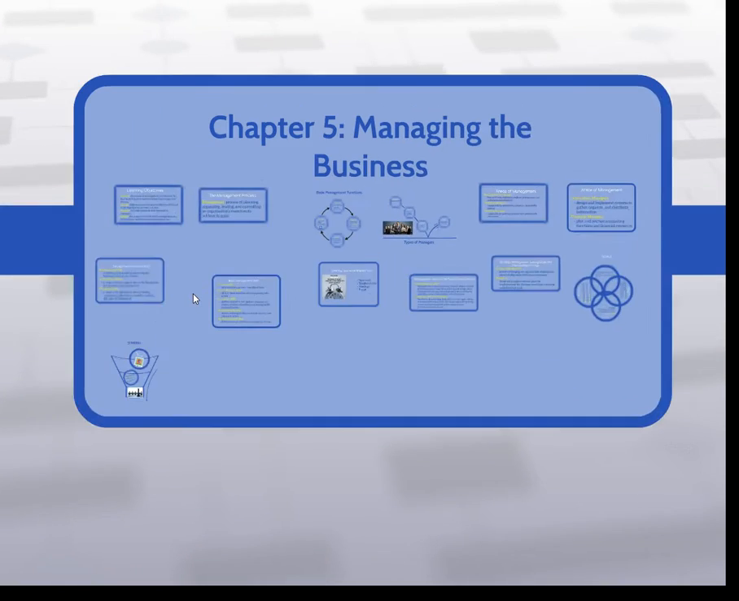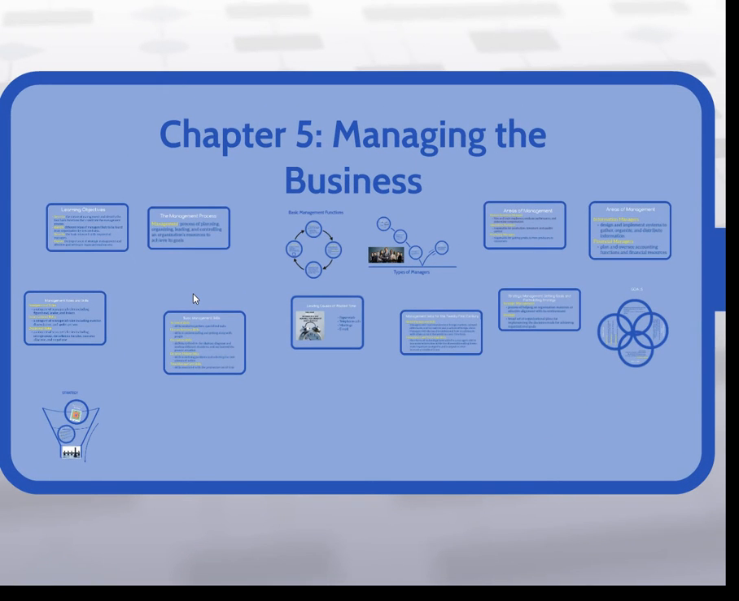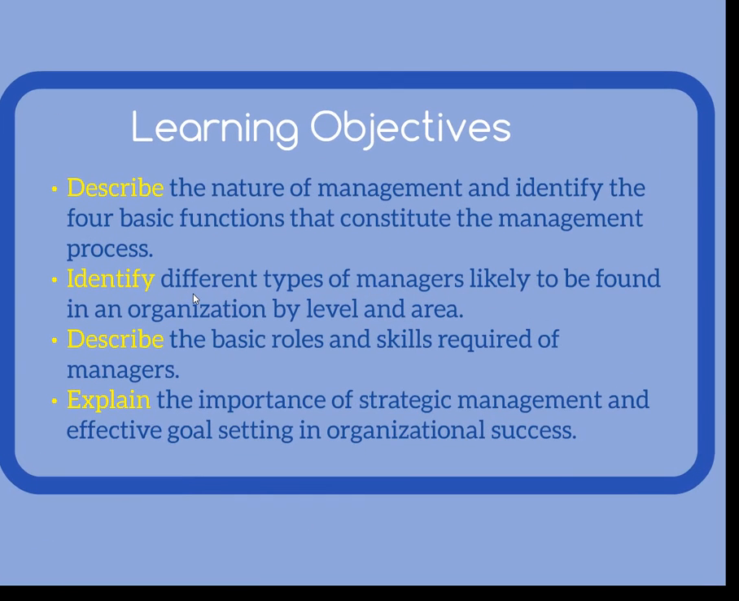So, chapter 5, we're starting to get into our concentration. So, we're going to start with management, go to supply chain, and come back to management with some more information. So, chapter 5 is our first introduction to it. This chapter goes over the nature of management, the 4 basic functions, depending on who you talk to. They may add a 5th function in there, but consistently you'll see authors refer to the 4 functions of management. Also, the different types of managers to be found in the organization, the different skills and roles that are required of managers, and then importance of strategic management and effective goal setting.